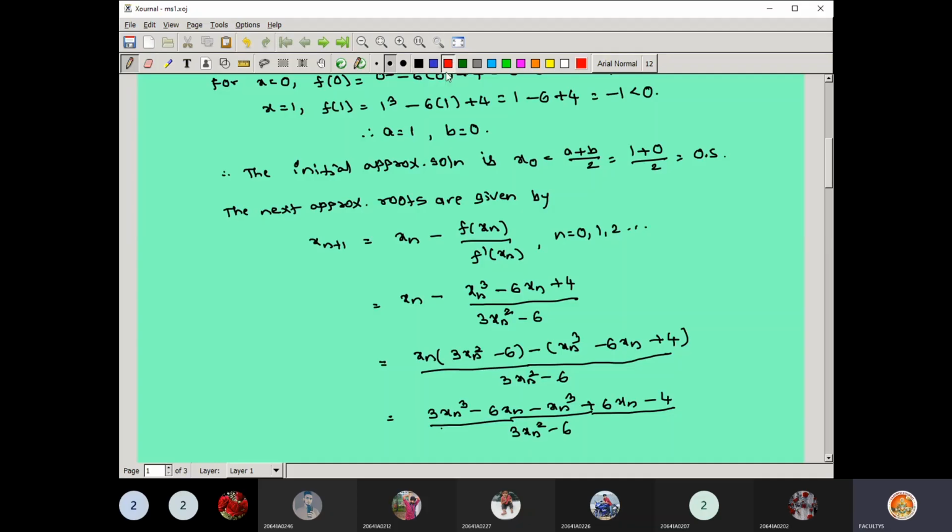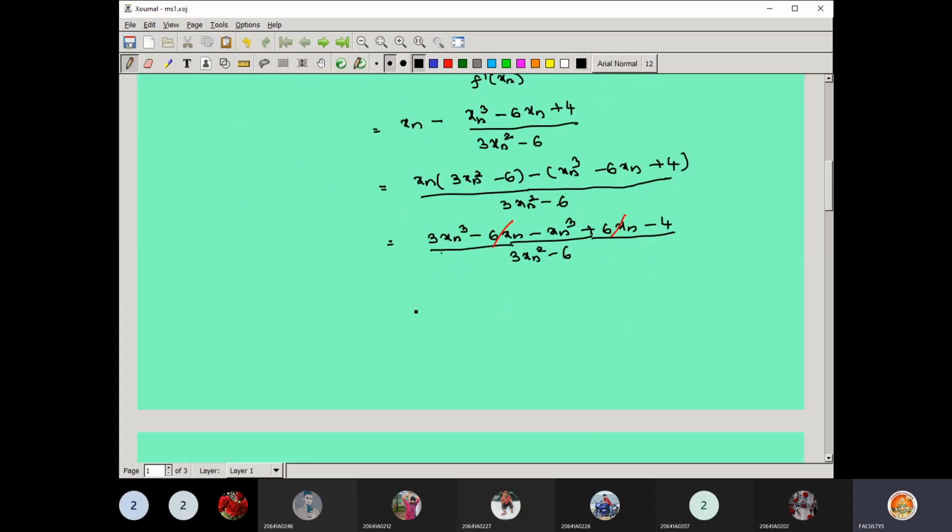So you can make the simplification here: minus 6xn plus 6xn is cancelled. The remaining values you write as it is. So the values are 3xn cube minus xn cube, so you will get 2xn cube and minus 4 in the numerator. Total it is divided by 3xn square minus 6. This is the simplification of xn plus 1.